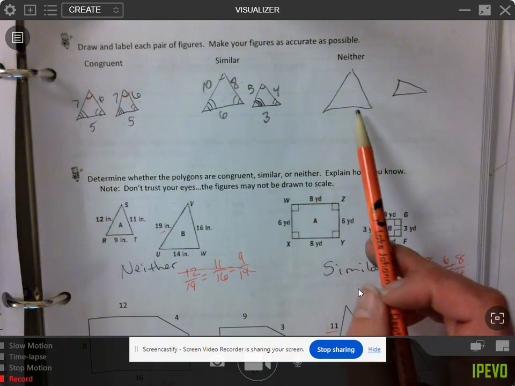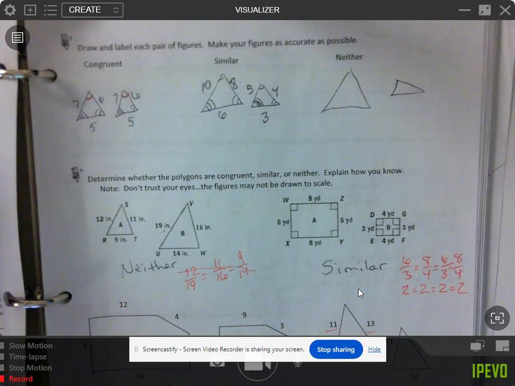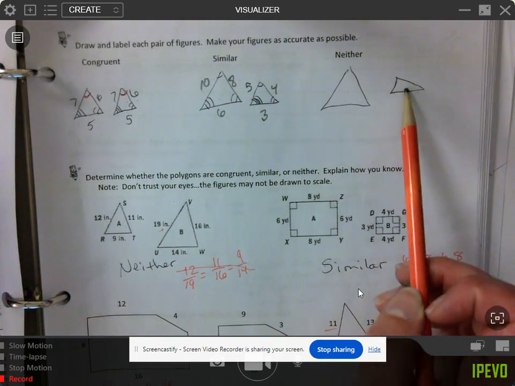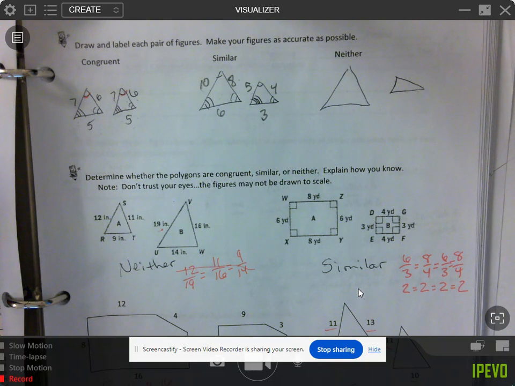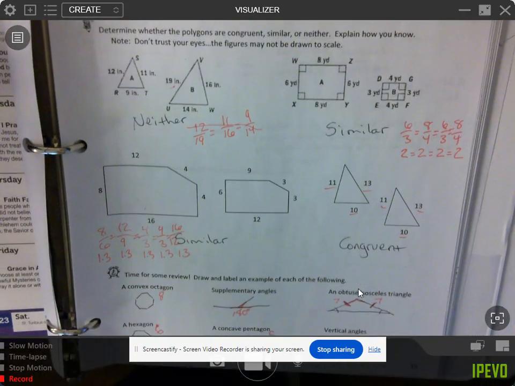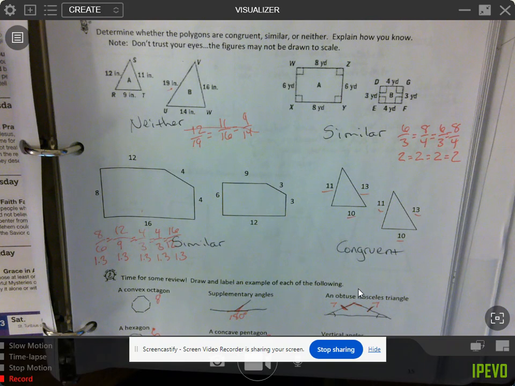And then for the neither, you're going to make your shapes look very different. So it is obvious, to be similar, they have to be the same shape, just a different size. So if my triangles are two different shaped triangles, it's obvious that they are not similar and they're not congruent. Okay, does that make sense? So in the middle, determine whether the polygons are congruent, similar, or neither. Explain how you know. You can't just look at it and say, well, it looks like they're proportionate. We actually have to show that they are proportionate.